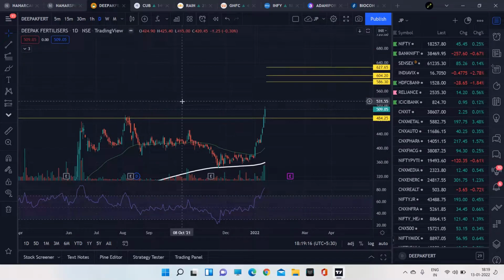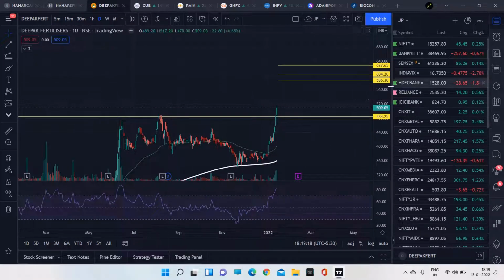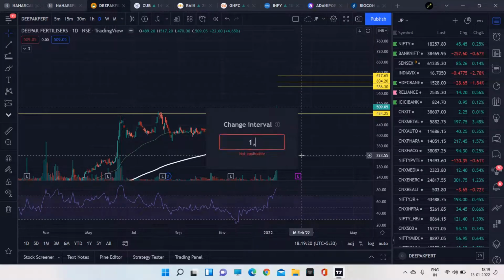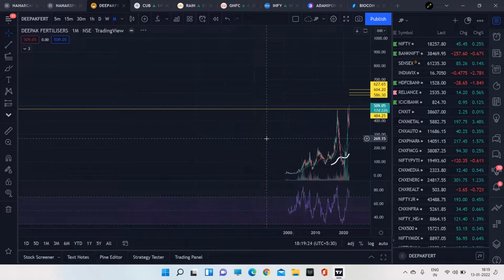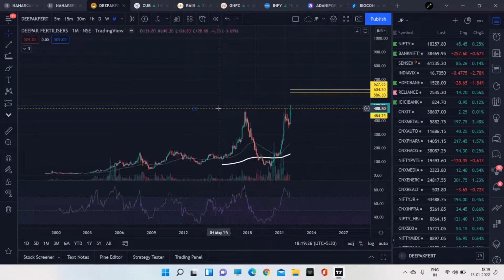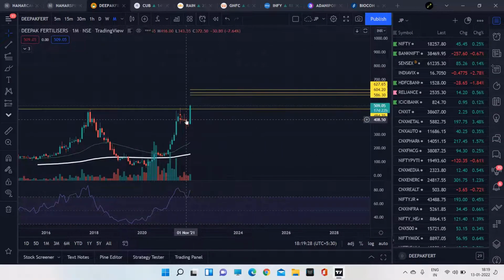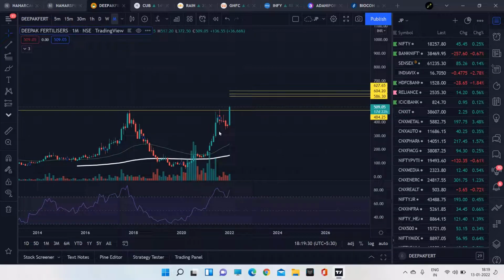The third is Deepak Fertilizers. Again, a high is broken. Now, it is an all time high. You see here, it's an all time high. There's nothing past there. An all time high is broken, and on the monthly time frame, a very good bullish candle has been formed.